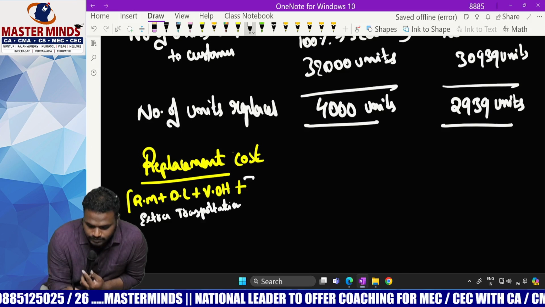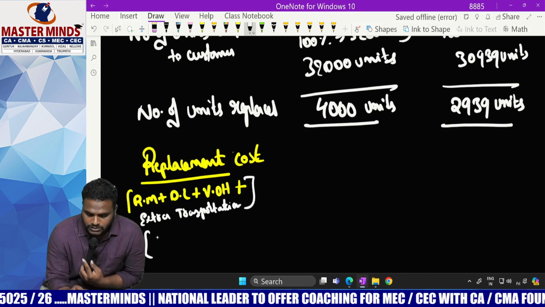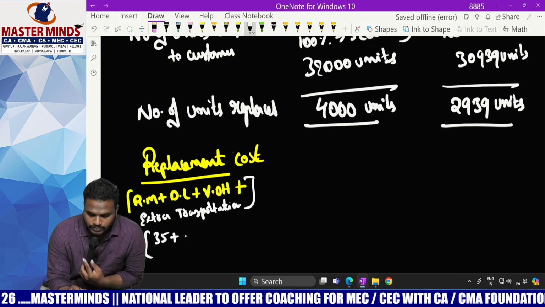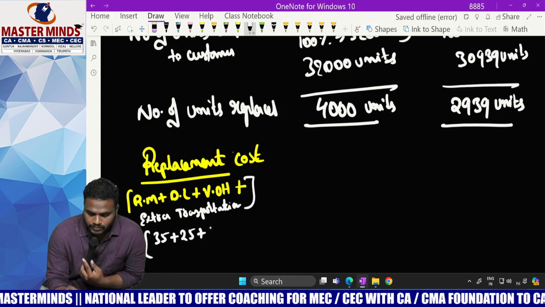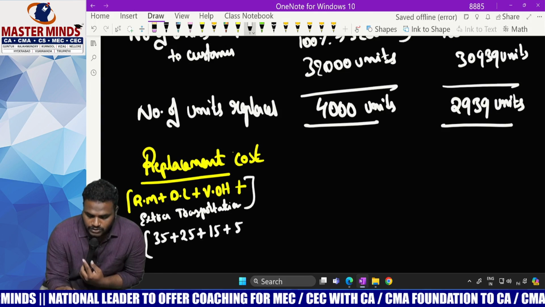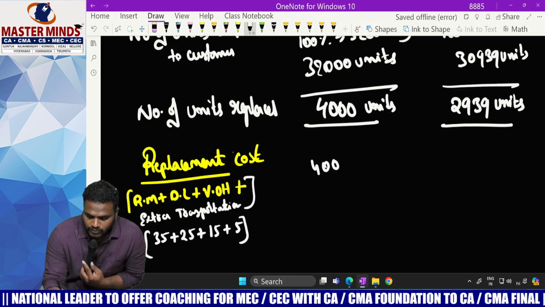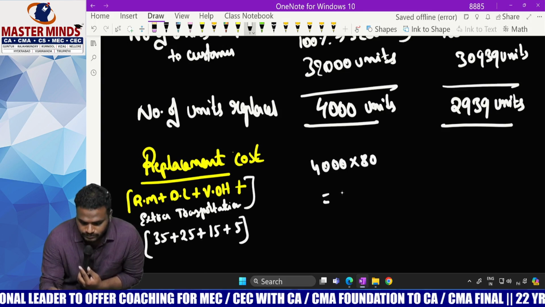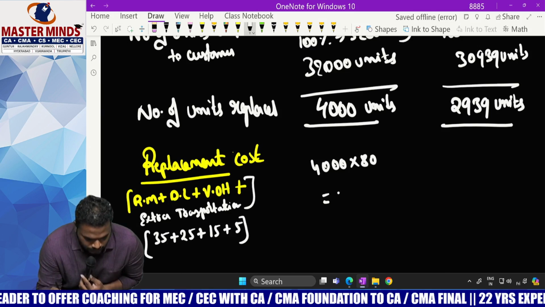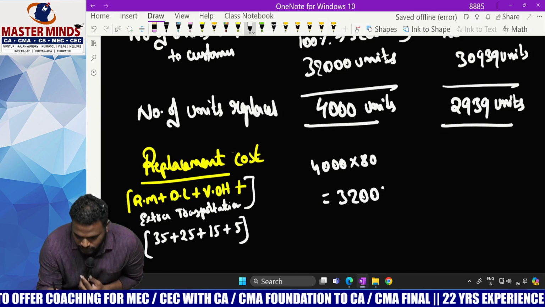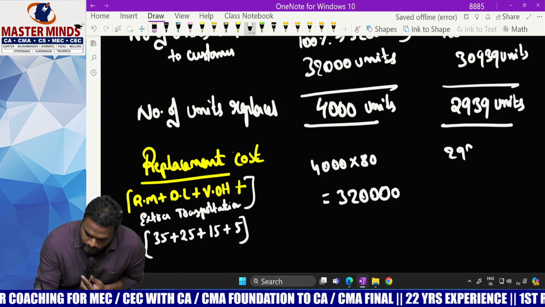How much? What is the raw material cost? 35. Labor, variable overhead, extra transportation cost, total 80, right? 4,000 into 80, 3,20,000. 2,939 into 80.